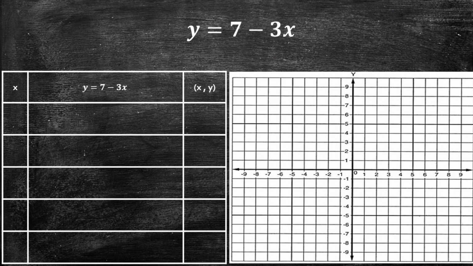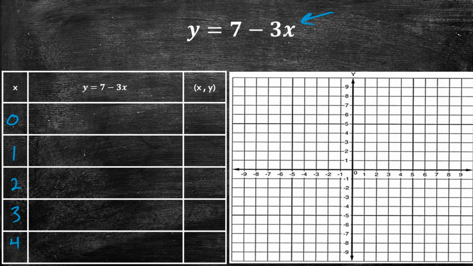Whenever you are doing the point plotting method, all you're going to be doing is picking random values for this x here and solving the equation to get our solution point, and then we will plot those points and create our graph. So my random values that I am going to pick are going to be 0, 1, 2, 3, and 4. So now we are going to plug these x values into that equation and find our y value.